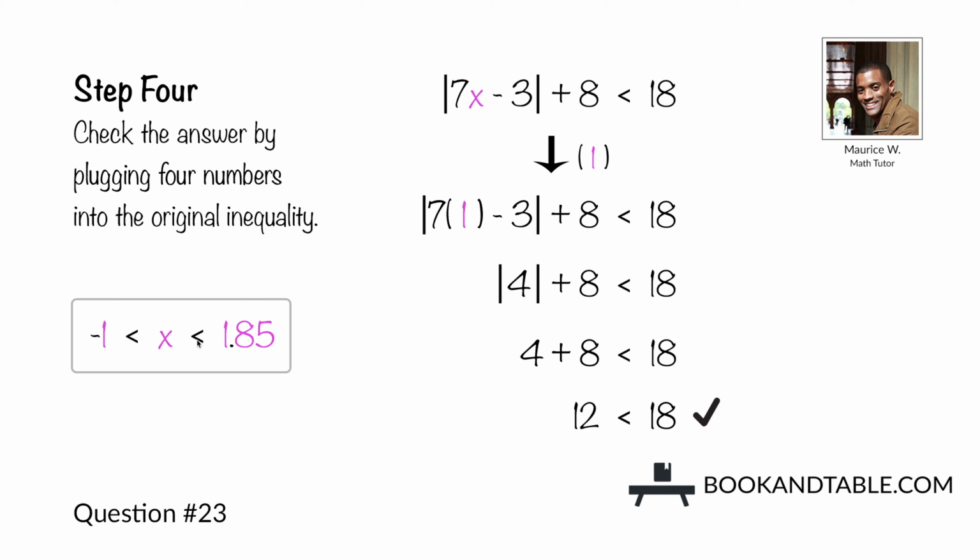If we plug in 1, which is less than 1.85, we get 7 times 1, which is 7, minus 3, which is 4. The absolute value of 4 is 4. 4 plus 8 is 12, leaving you with the true statement, 12 is less than 18. If we plug in 2, which is larger than 1.85, 7 times 2 is 14. 14 minus 3 is 11. The absolute value of 11 is 11. 11 plus 8 is 19, leaving us with the false statement, 19 is less than 18, and thus confirming that the answer to question 23 is -1 is less than x, which is less than 1.85.